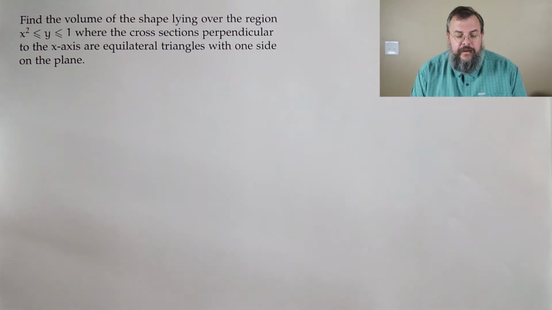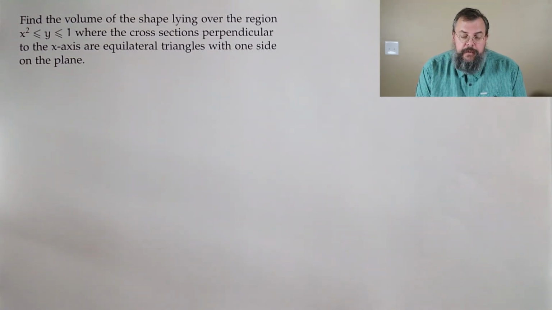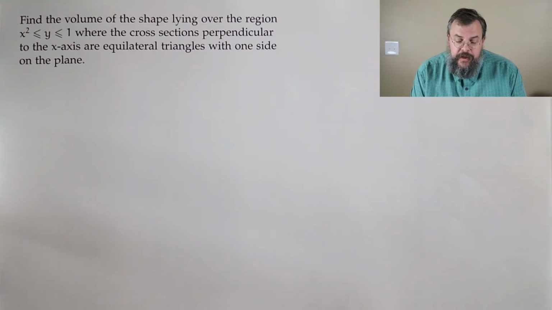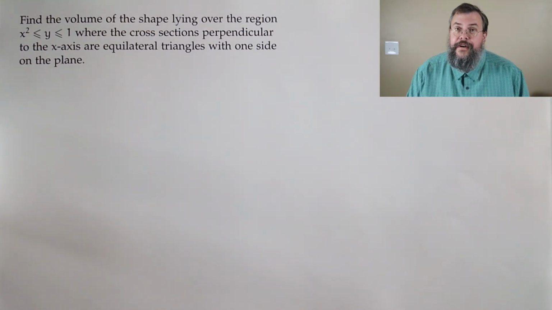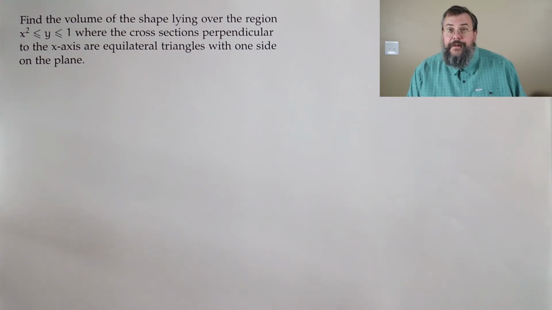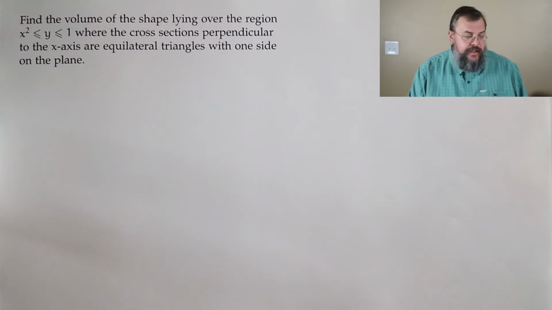So, find the volume of the shape lying over the region x squared less than or equal to y less than or equal to 1, where the cross sections perpendicular to the x-axis are equilateral triangles with one side on the plane. All right. Well, what's changed here? Because there are some changes, and it's important to take a look.